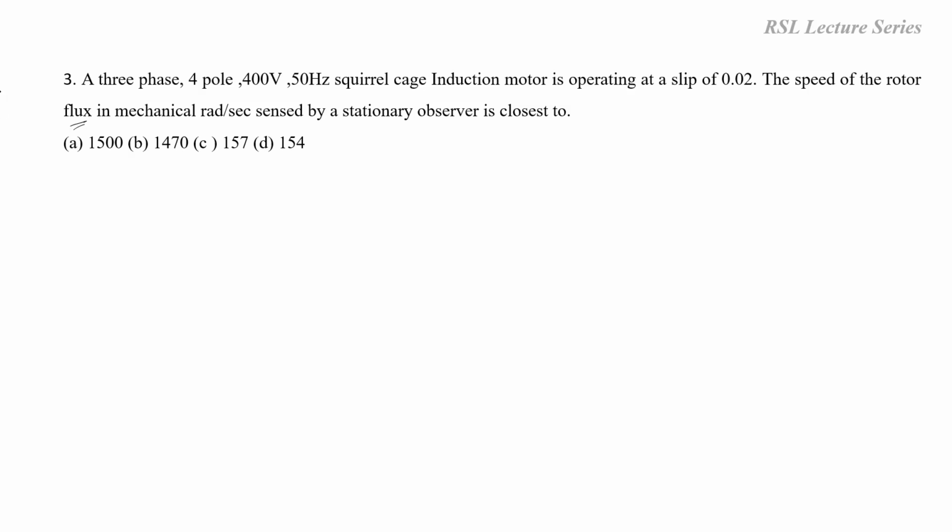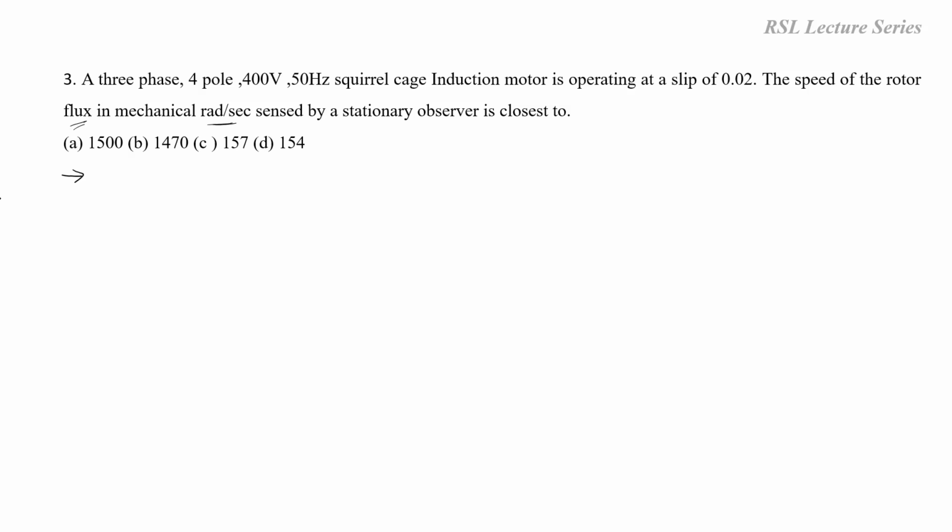Okay. So we have to find out the speed of the rotor flux. Here in the case of an induction motor, the speed of the rotating magnetic field is the synchronous speed. So this magnetic flux will link with the rotor, so the speed will be the same for both the stator flux as well as the rotor flux. So we have to find out the synchronous speed here in radians per second. The unit should be radians per second.